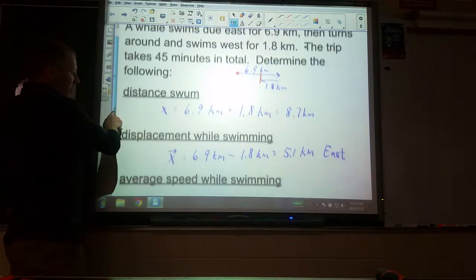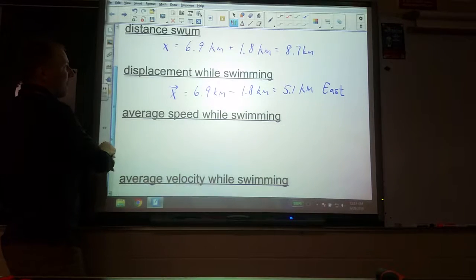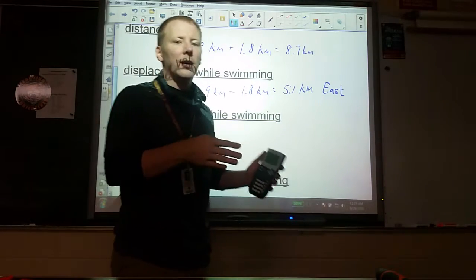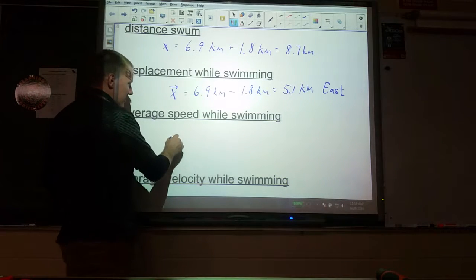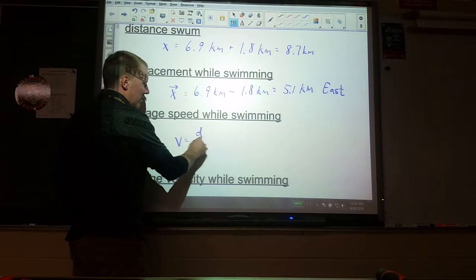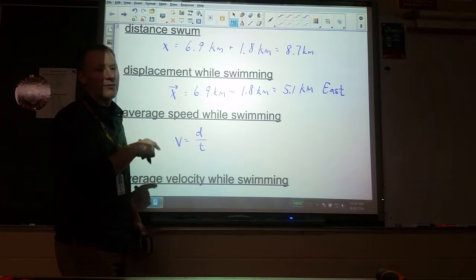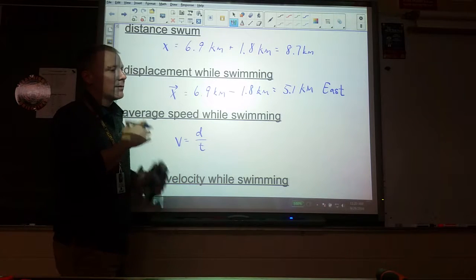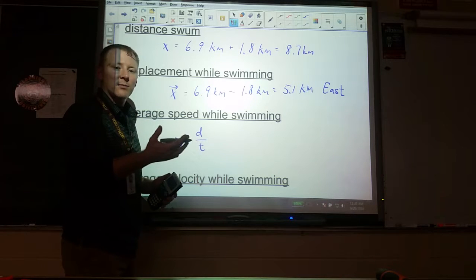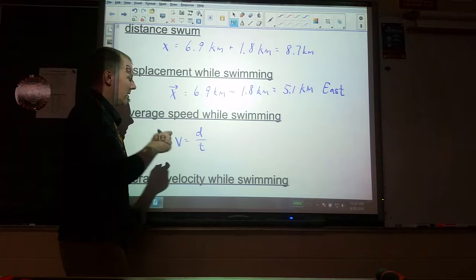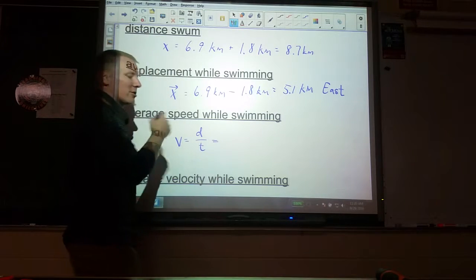As we scroll down, I want to know a couple other things. The average speed while swimming. Now, average here means that we just look overall at the total distance. So speed is distance over time. We look at the total distance swum divided by the total amount of time it took. This doesn't take into account the fact that sometimes a whale might have been swimming faster or slower. Doesn't matter. This is an average over that whole time.